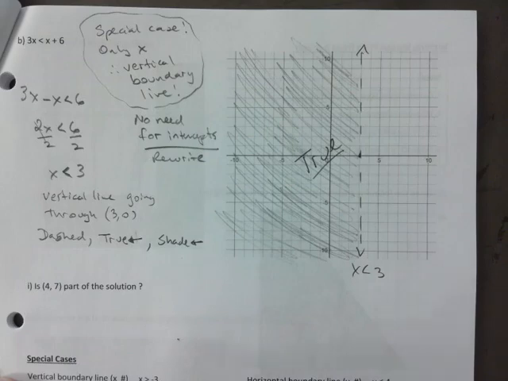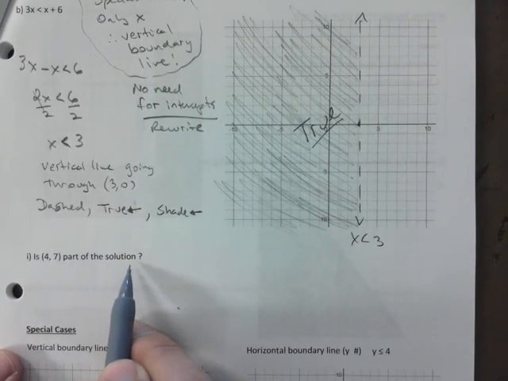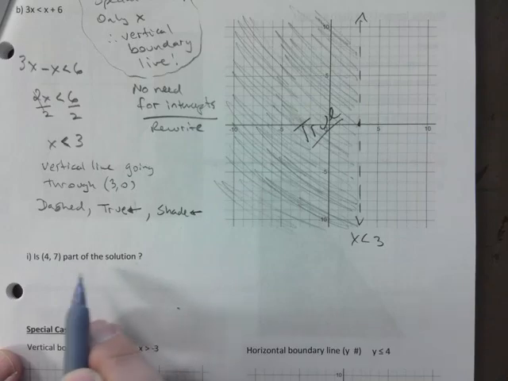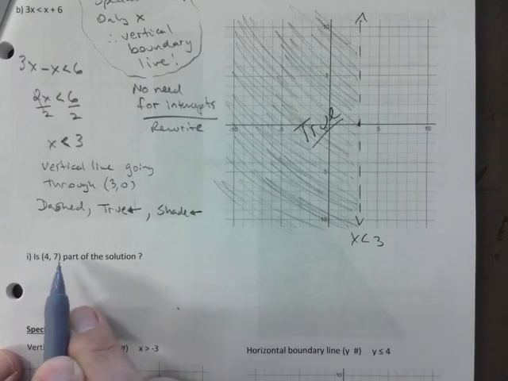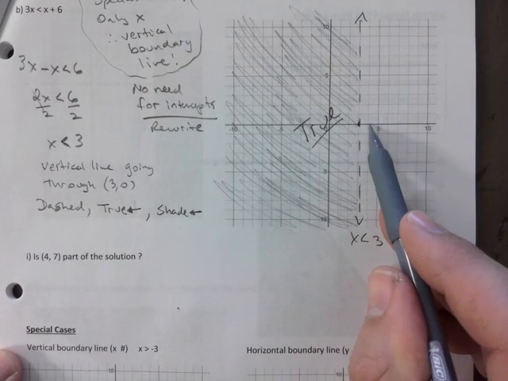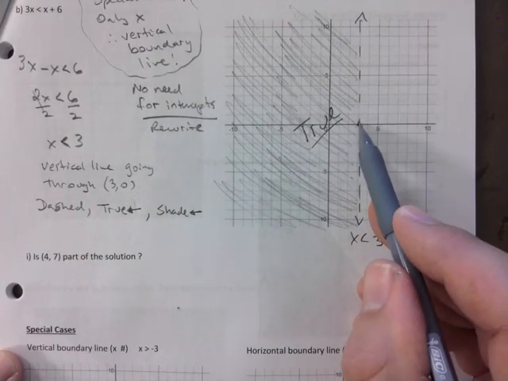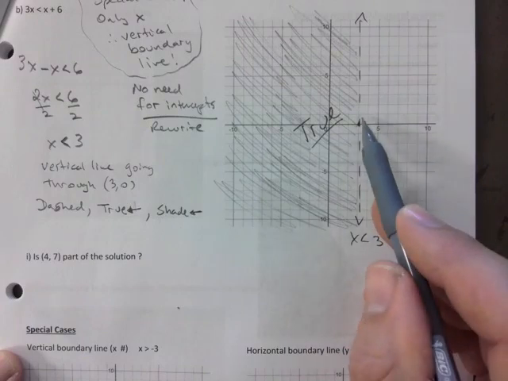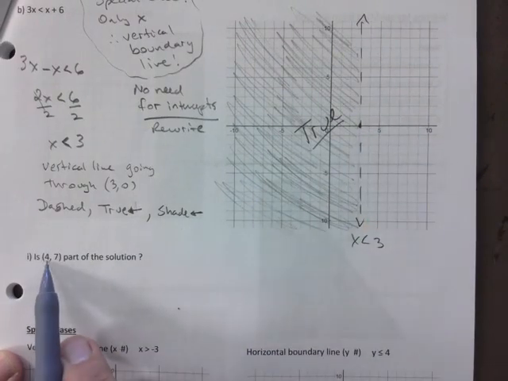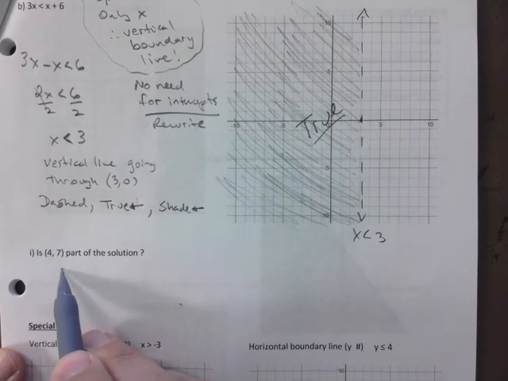So these ones are fairly quick to do. Is (4, 7) part of the solution? This one you could do without, you could probably tell me right away. Where's (4, 7)? 4 is here. It doesn't even matter if it's 7 or negative 7, but anything to the right of the 3, if the x value is bigger than 3, it just wouldn't. So you use this one.